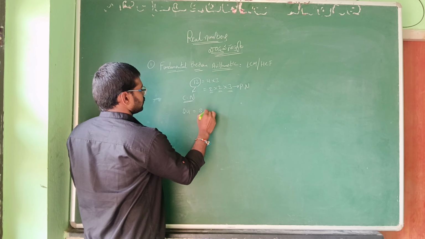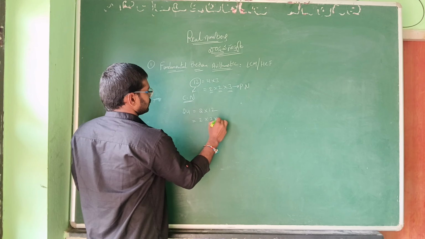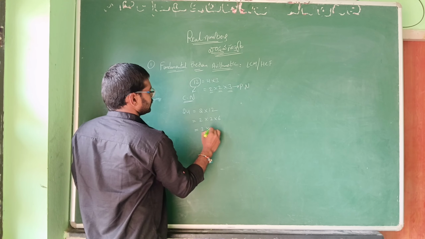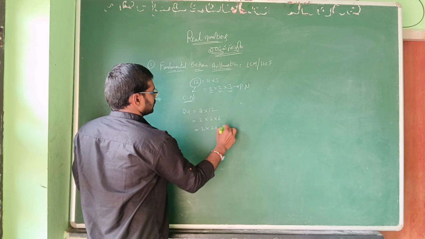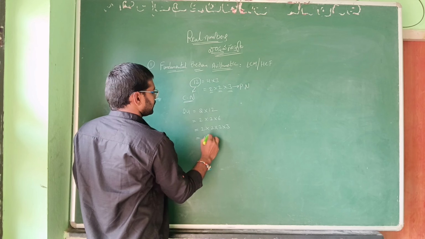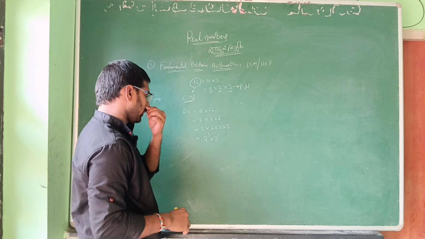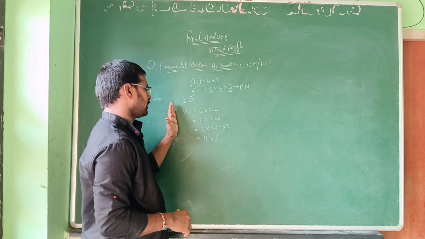See, now suppose for example 24 is there. 24 means 2 into 12, or else 2 into 2 into 6, or 2 into 2 into 2 into 3. Here we can write it as 2 power 3 into 3 power 1. This is the prime factorization method.